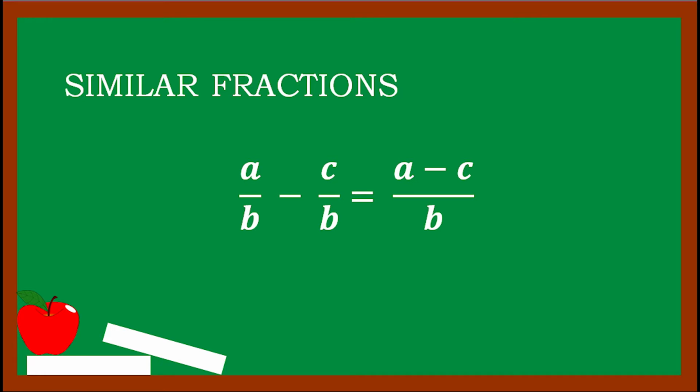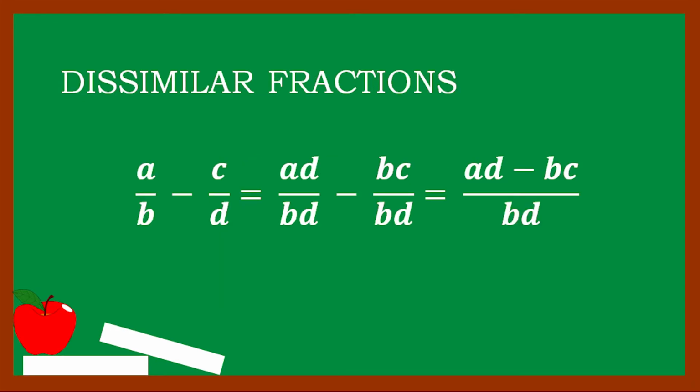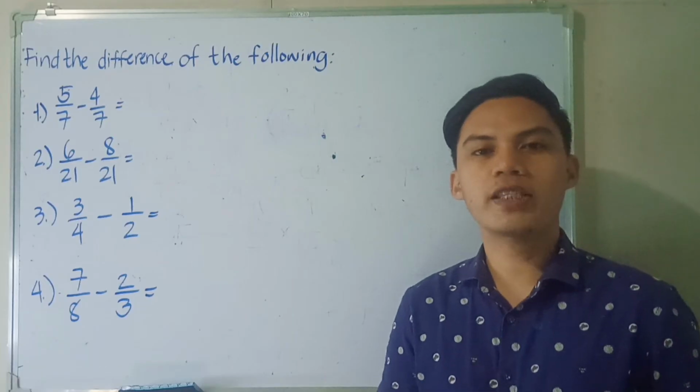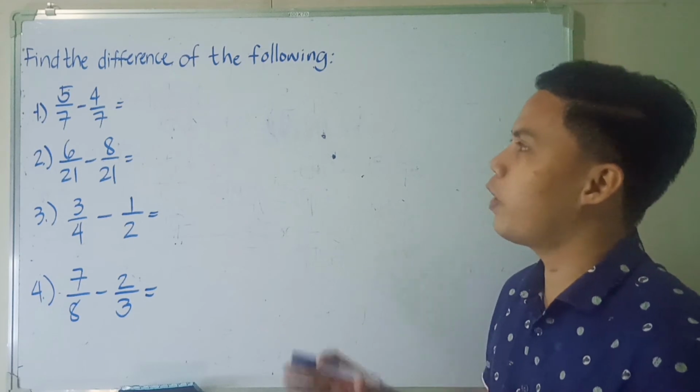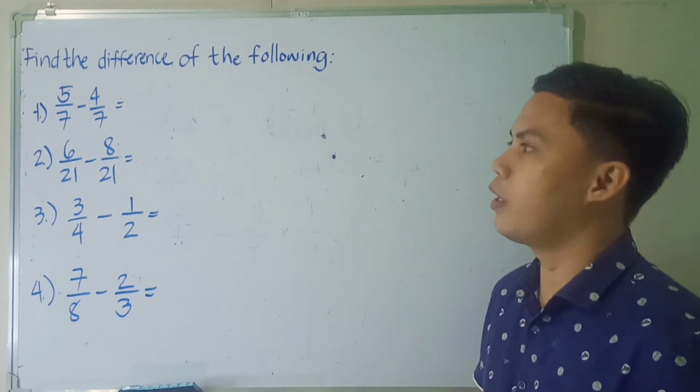And we have A over B minus C over D is equal to AD over BD minus BC over BD, is equal to AD minus BC all over BD, if the given are dissimilar fractions. Now, let's have some examples in subtraction. So, we are going to find now the difference of the following.